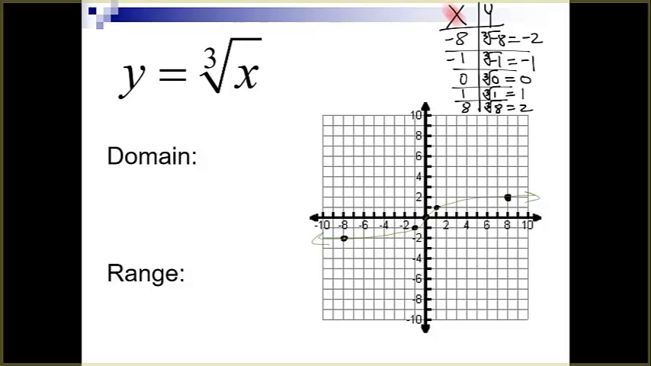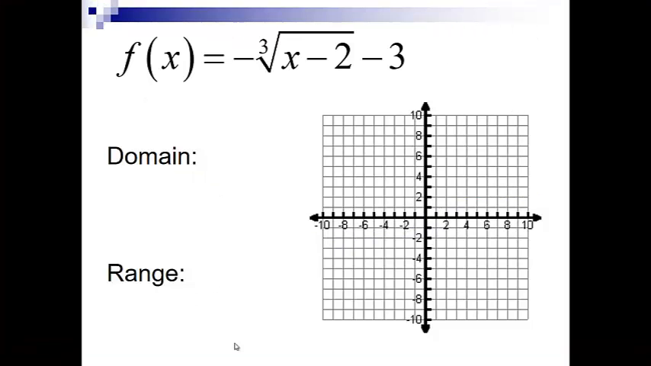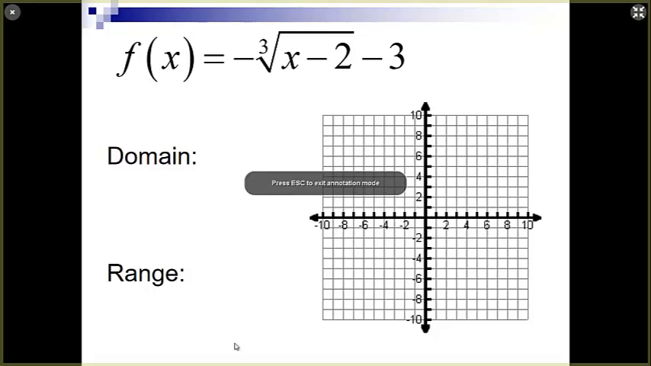And domain and range is very easy because domain is going to be negative infinity to infinity. There are no restrictions. There's no things that cannot happen. And range is going to be negative infinity to infinity as well because there's no restrictions or asymptotes that we see. So this is going to be your final answer, and all of these are going to be based off of this graph. Okay, so here's your next one.